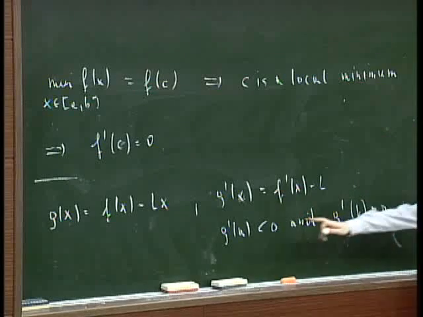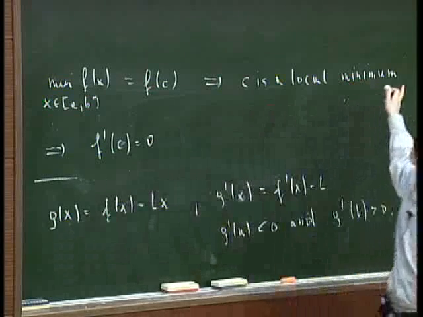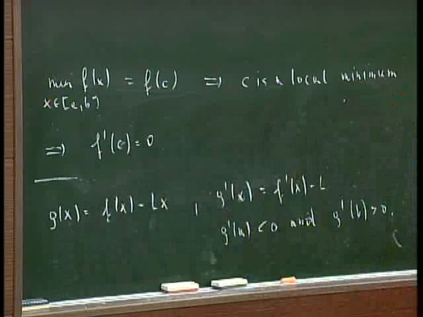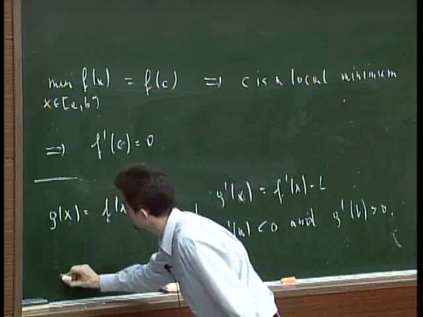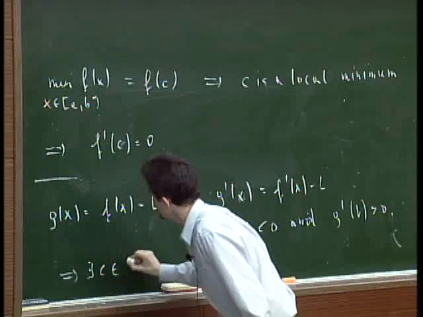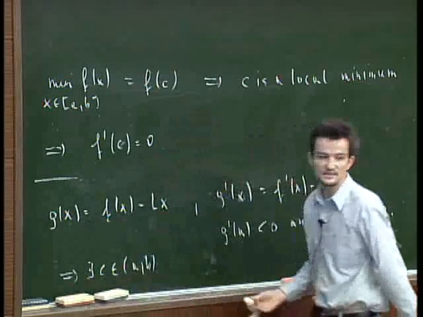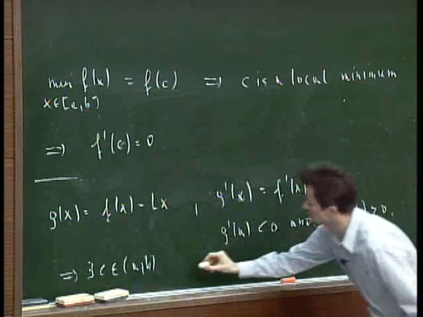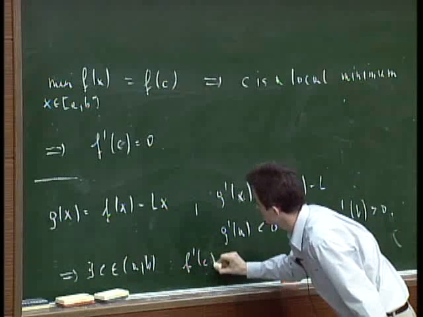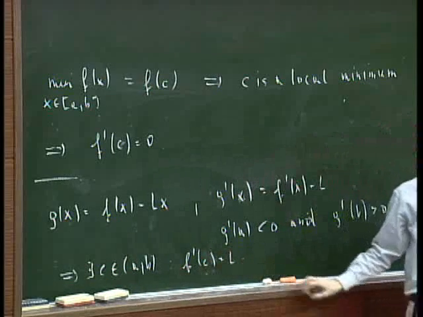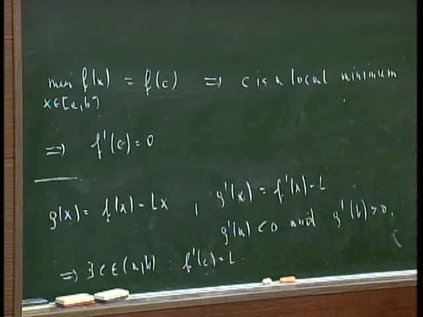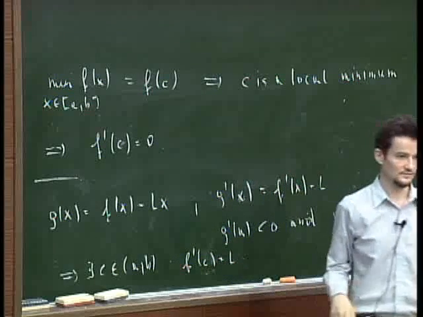So this means for this function you can apply what we have just proved. There must exist a C inside the interval AB such that the derivative of this function at C is equal to 0. But this means that the derivative of f at C is equal to L. And indeed, for every L, I have now found a C such that the derivative of f at C is equal to L.